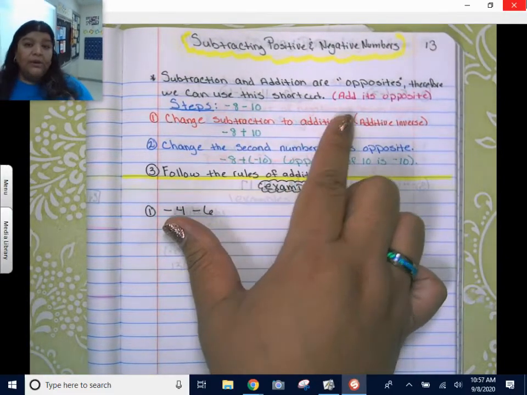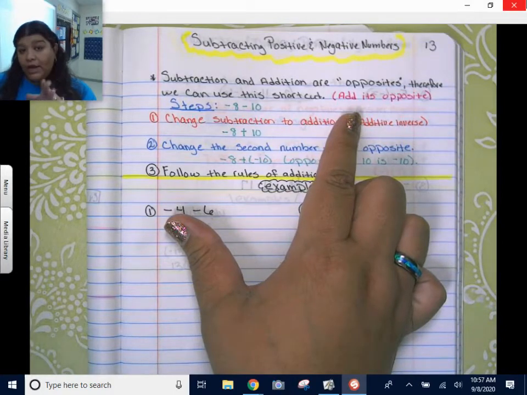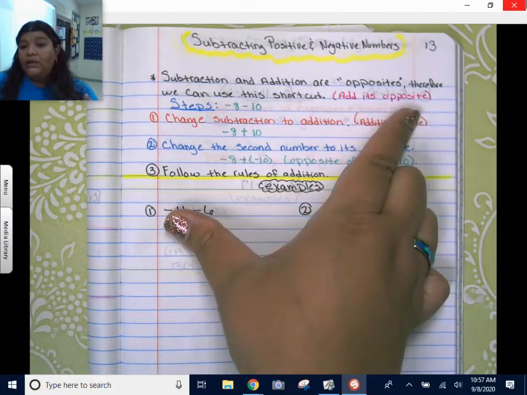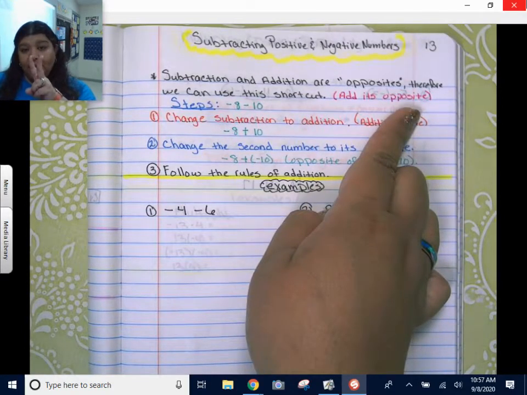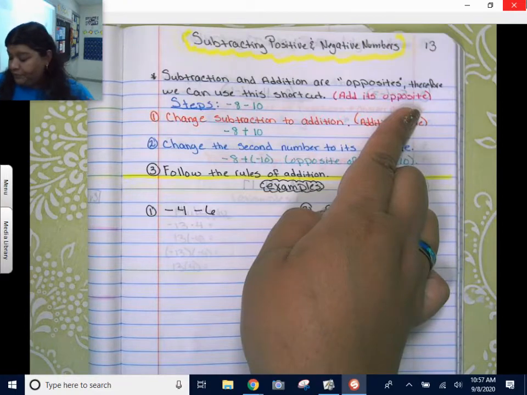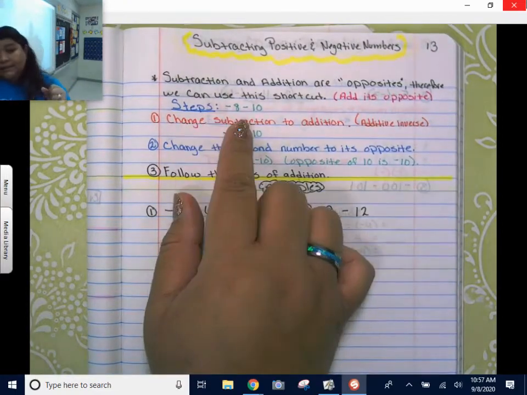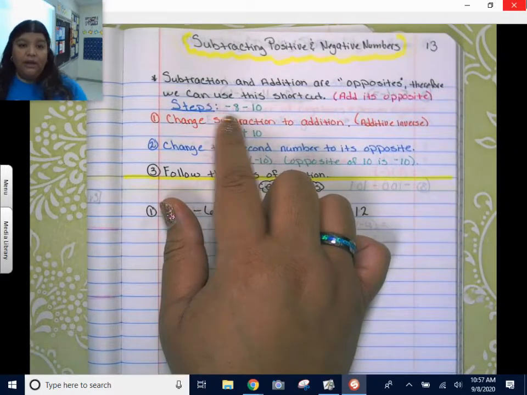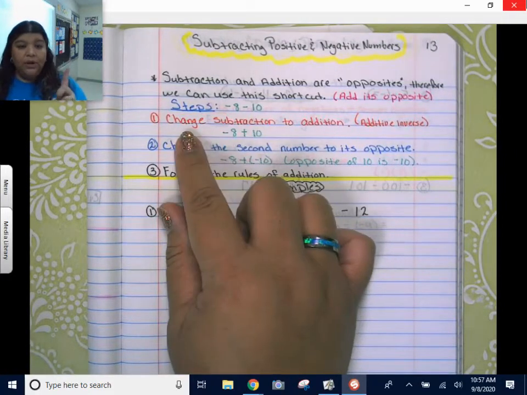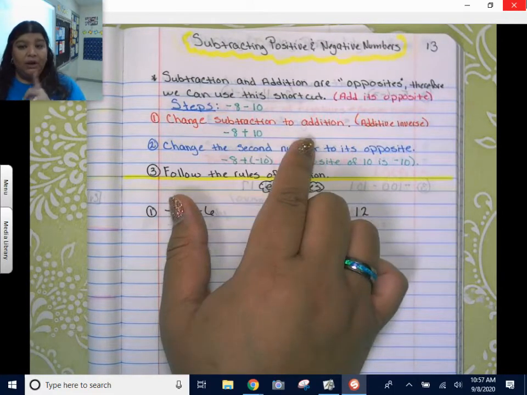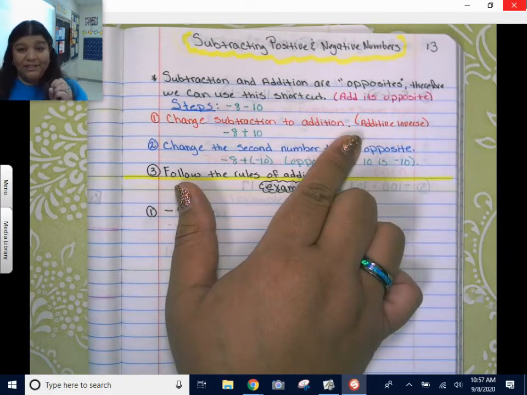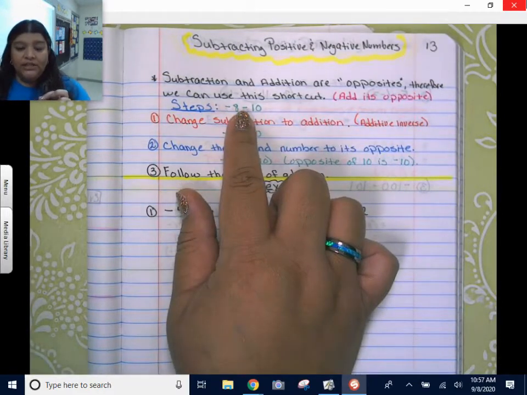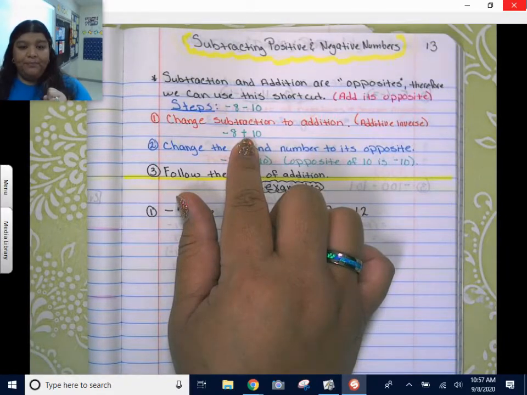The shortcut is we're going to add the opposite. We're going to change the subtraction problem into the addition problem. But because we do that, we need to change the second number into its opposite. So steps. Let's say I give you -8 minus 10. Anytime you see a negative, you're going to have to follow this rule. Step 1, change subtraction to addition. We call that the additive inverse if you want to sound fancy. So we're going to change the subtraction to addition, first step.